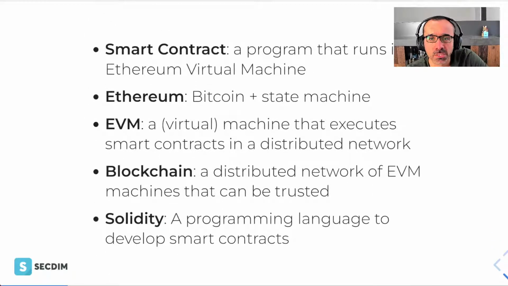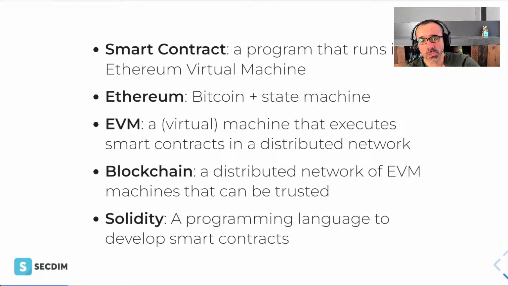Smart contracts, think about them like a program that runs. But this program runs in a specific machine, which here we refer to as the Ethereum Virtual Machine, or EVM. What is Ethereum? Think about Ethereum as the Bitcoin network. So we have a network of accounts and transactions plus a state machine, or a state machine in another sense, in that it's a network where you can run code.